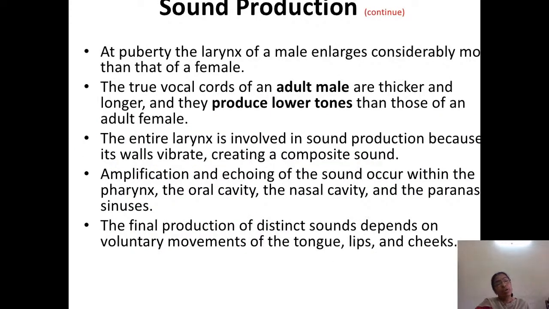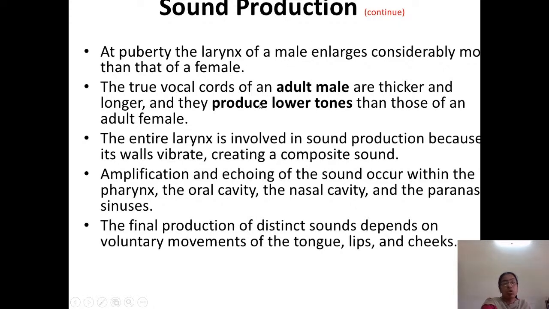One more part: up to puberty, in both male and female, the larynx grows equally. After puberty, the male larynx grows faster than the female. This is very prominent by means of the laryngeal prominence, by which you can say the male larynx grows faster than the female. So at puberty, the larynx of the male enlarges considerably more than that of the female.